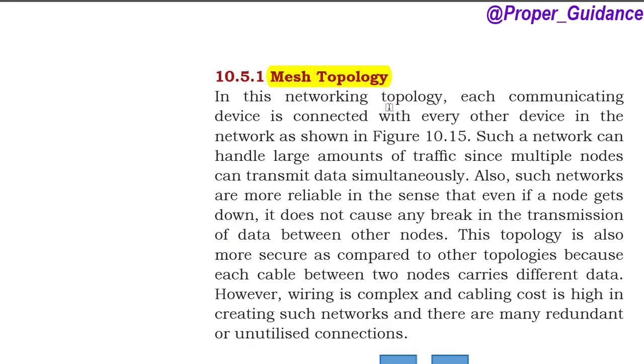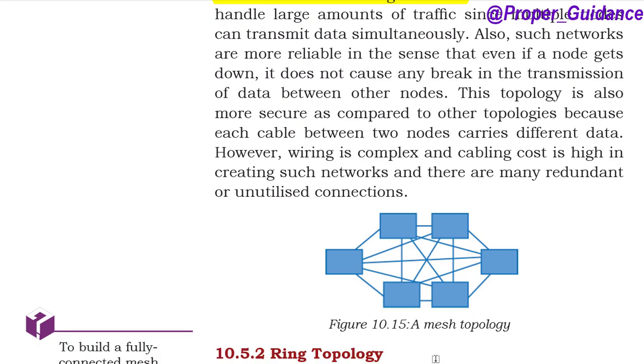Mesh Topology. In this networking topology, each communicating device is connected with every other device in the network as shown in figure 10.15. See, this is an example of mesh topology. You can see the figure here. Look at the picture. There are 6 devices, right? And each and every device is connected through a strong connection. That is, if there are 6 devices, each device has 5 steady connections: 1, 2, 3, 4, and 5 for each.